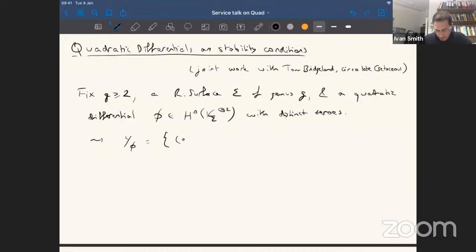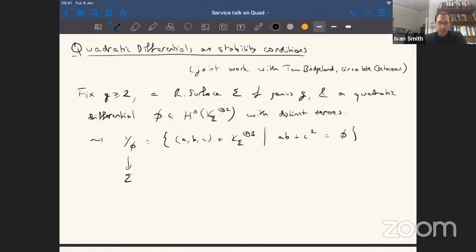So I look at triples of vectors in the canonical bundle K_sigma, which satisfy the equation ab plus c squared is phi. So this is a hypersurface inside the rank 3 vector bundle over sigma, which is K_sigma cubed. So it's good to have a picture of this.